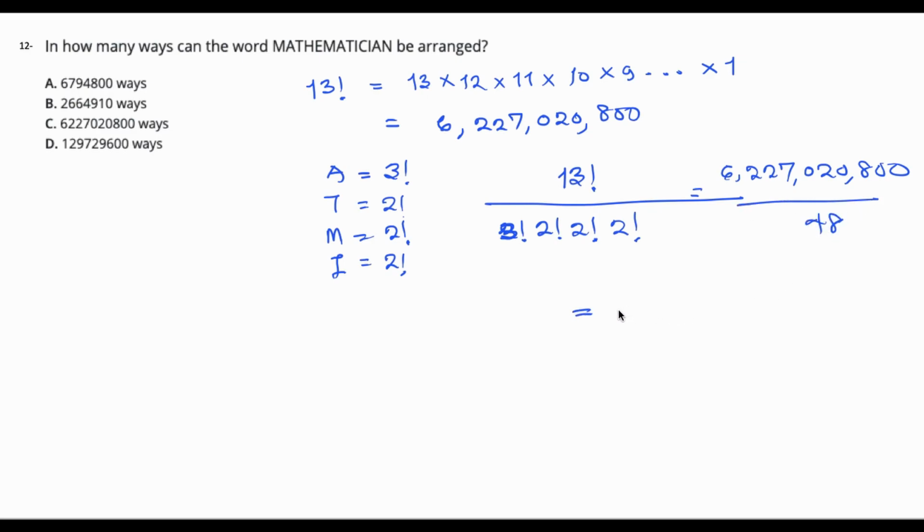And now the total number of ways in which we can rearrange the word is 129,729,600 ways. So our answer is D.